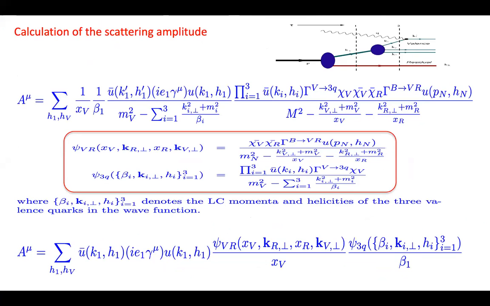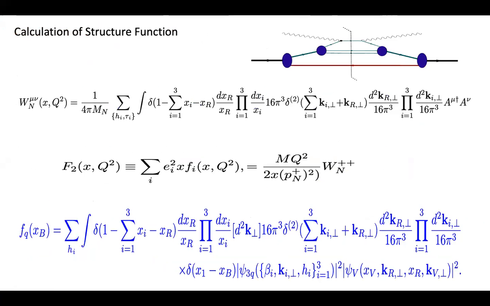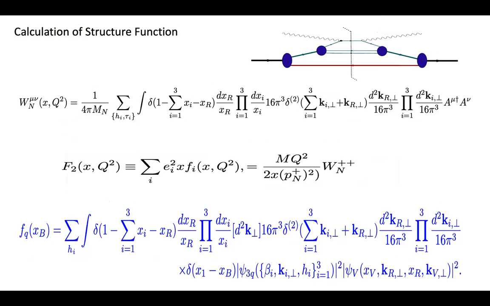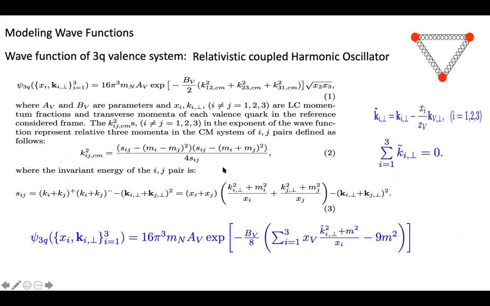Now, the calculation of this diagram is done, as I said, in the light front, introducing light front wave functions, in which we put all the non-perturbative parts, which we don't know how to calculate, into an effective wave function. What we do next, we calculate the structure function W_n, and then eventually obtain an expression for the partonic distribution. And then we have to model these two non-perturbative wave functions.